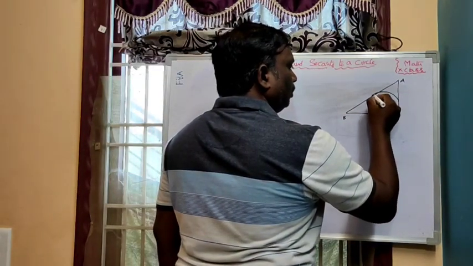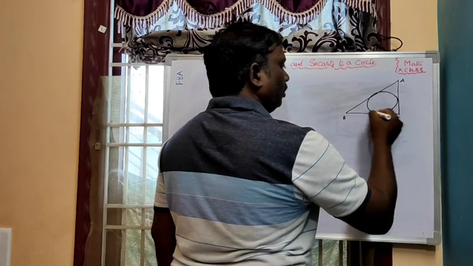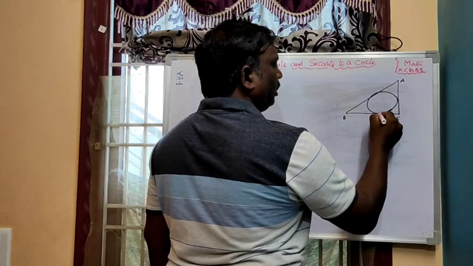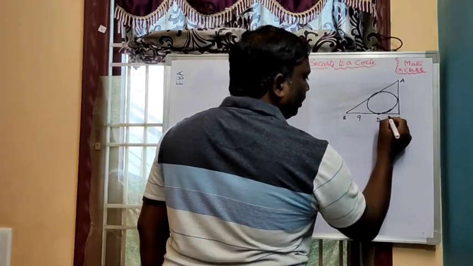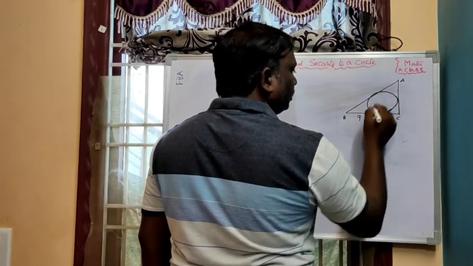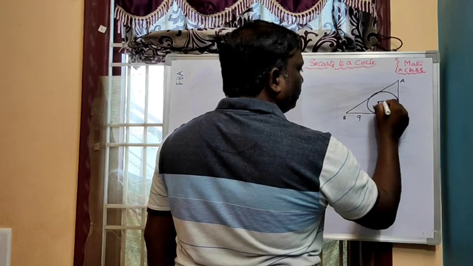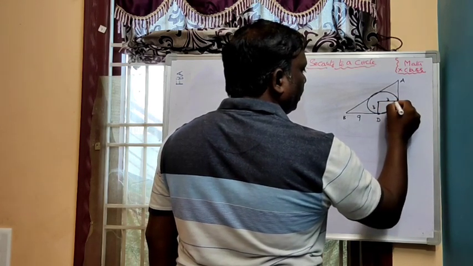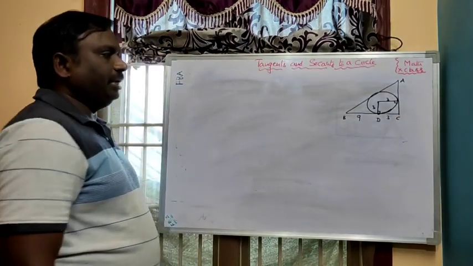So the triangle is circumscribing, and here the point is D. This is 9 centimeters they gave. This is 3 centimeters. And the radius is also 3 centimeters, and this is also radius 3 centimeters. At the point of contact, it is 90 degrees. At the point of contact here also, 90 degrees.